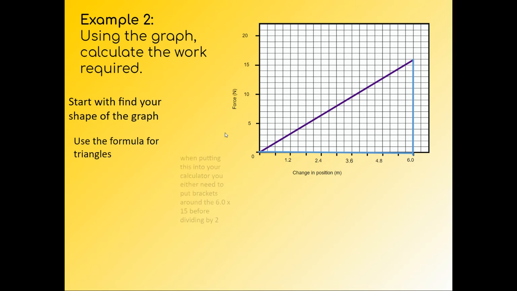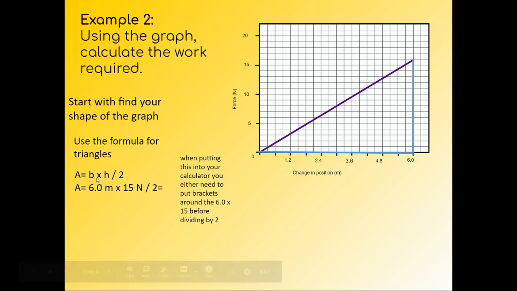So now I want to put in my formula for my triangle. So remember, base times height divided by 2. Again, when putting this into your calculator, use your brackets. So when I figure out my base, I'm looking at about 6 meters. When I'm looking at my height, I want to come over and it's about 15 newtons. Okay, I'm off. It should be more like 16, but that's my fault.